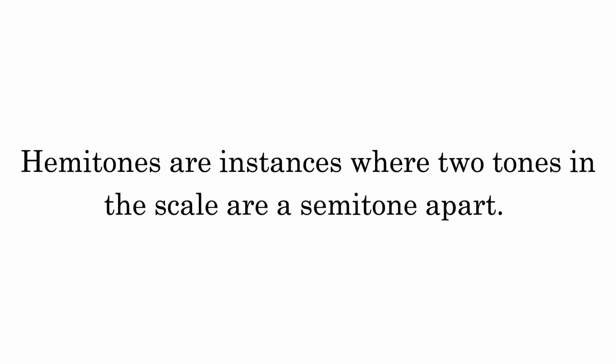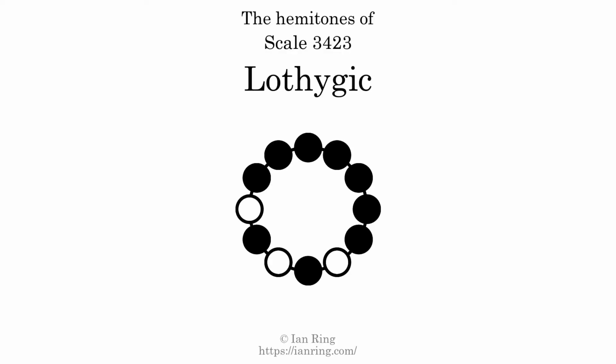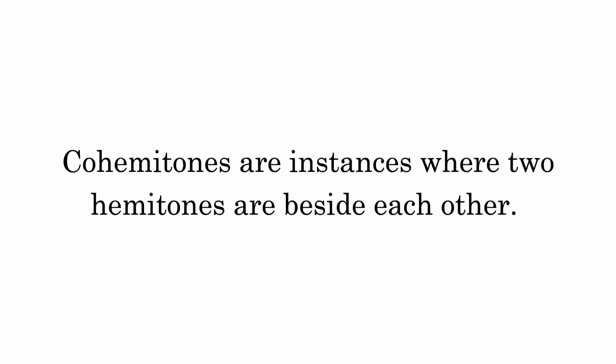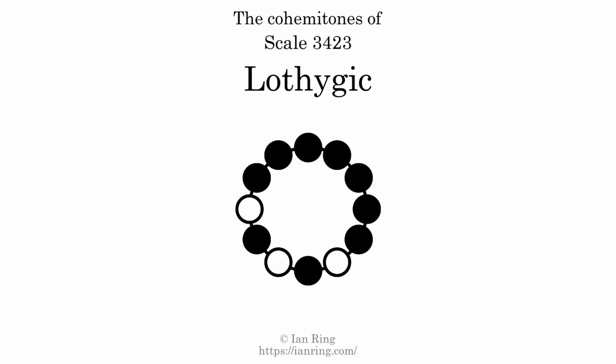Hemitones are instances where two tones in the scale are a semitone apart. This scale has 6 hemitones. They are at positions here, here, here, here, here, and here. Cohemitones are instances where two hemitones are beside each other. This scale has 5 cohemitones. They are at positions here, here, here, here, and here.